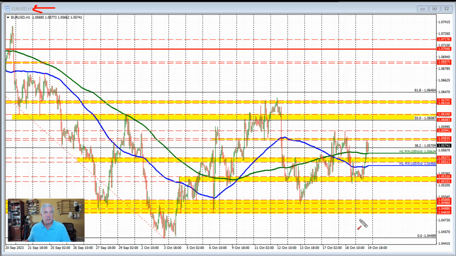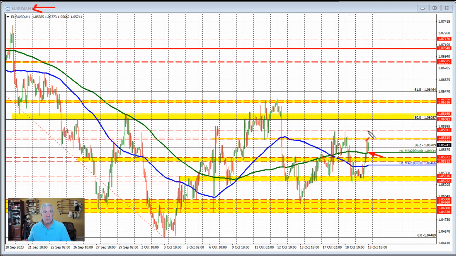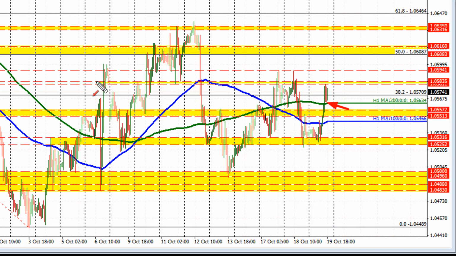If we take a look at this chart, the price moved above the 200-hour moving average in the late morning European session, early New York session, and the price moved up to a swing area near 1.0581, 1.0583, a very narrow trading range here. That's an interim target ahead of the high prices that we saw earlier this week, which both came in right near 1.0594.